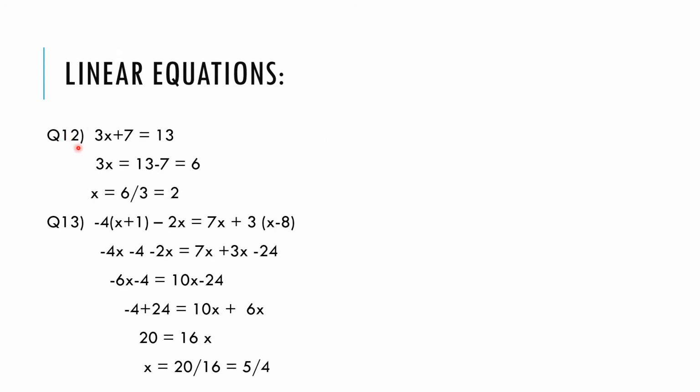Okay, linear equations. 3x plus 7 is equal to 13. So 3x is equal to 13 minus 7, that is 6. x is 6 by 3, that is 2.